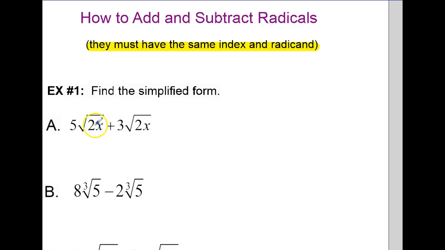So what we do is we really treat the square root of 2x like a variable and we leave it over here and we say, what is 5 plus 3? It's 8. I have 8 of them. So that is how this simplifies. Okay?